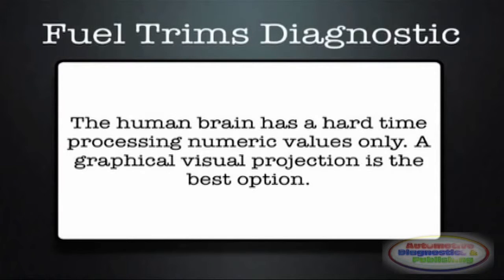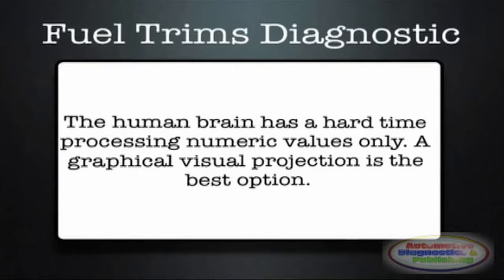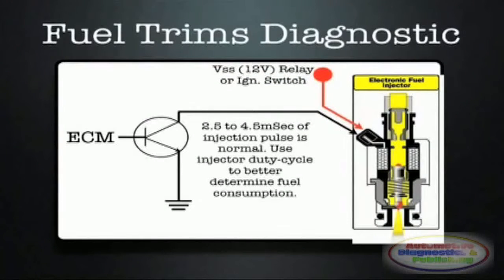Fuel trims and PID graphing are a perfect match. Once you combine these two together on a scan tool, you have all you'll ever need to find all sorts of air-fuel imbalance problems, which are about 60% of all drivability issues.